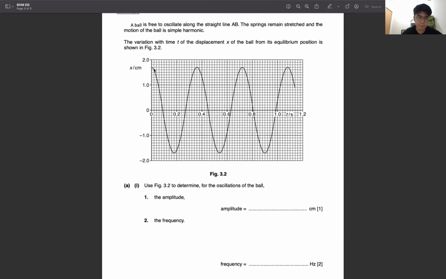Okay, amplitude. This one is very easy. Just look at it. 1.7 cm. Okay, 1.7 cm. Frequency. Get the period. Frequency equals n over t. So you just find what is one oscillation. I can just start from the start, easier, because the time is 0. So A to B, that's one oscillation. N equals 1. And the time is somewhere here.